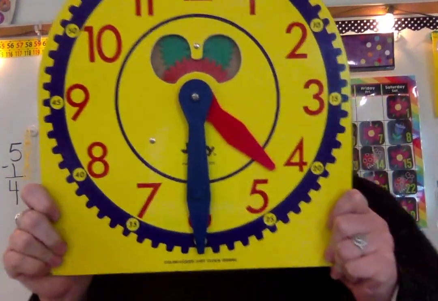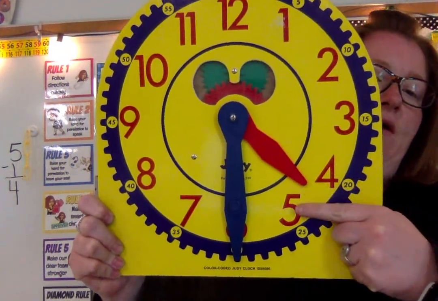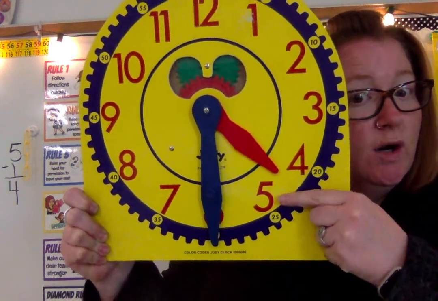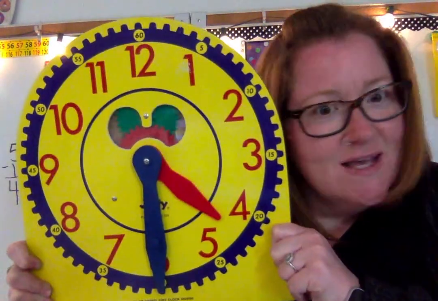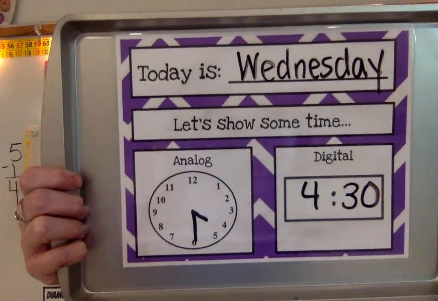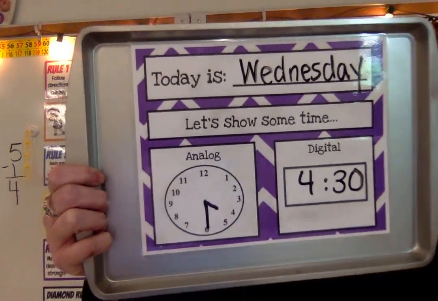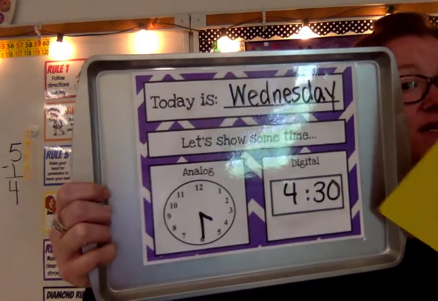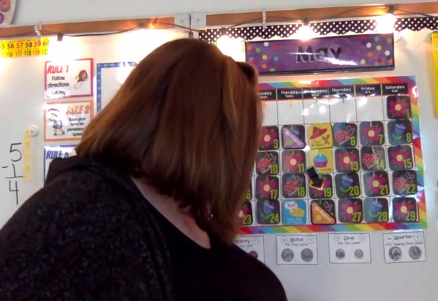Did you put your minute hand all the way down at the 6? 4:30. So our hour hand is in between our 4 and our 5. We also say it as 4:30, or 4:30 if we're showing it on our digital. We can still say 4:30 for our analog, but digital really helps us out because it shows that time so nicely.